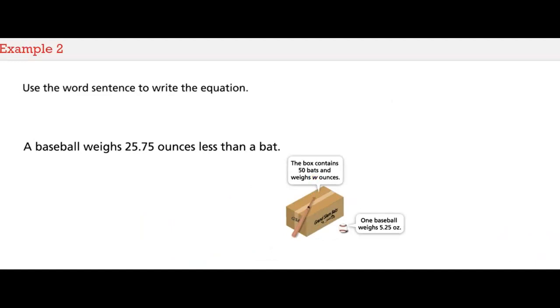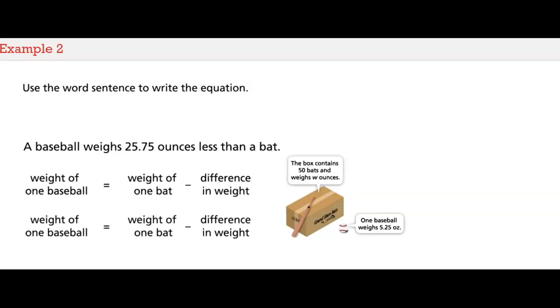Use the word sentence to write the equation. The verb weighs is the equal sign of the equation. To the left of the equal sign is the weight of one baseball. To the right of the equal sign is the expression 25.75 ounces less than a bat, which is the same as the weight of one bat, minus the difference in weight. The difference in weight is 25.75 ounces, and the weight of one baseball is 5.25 ounces.